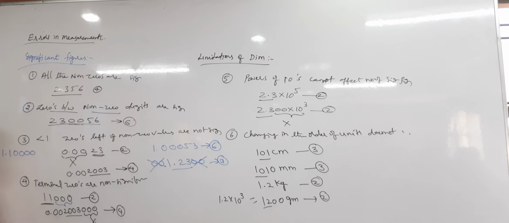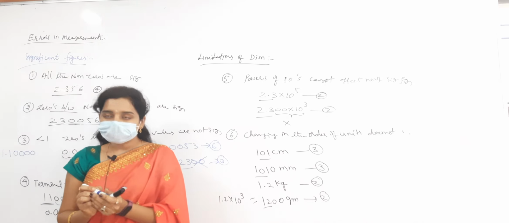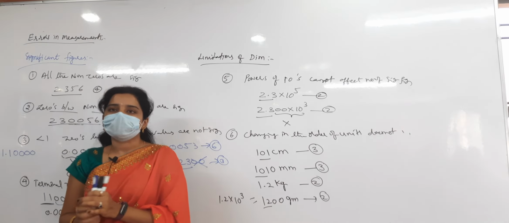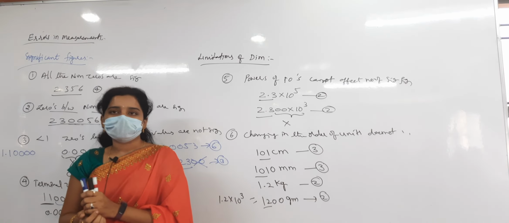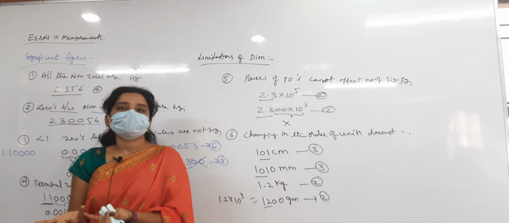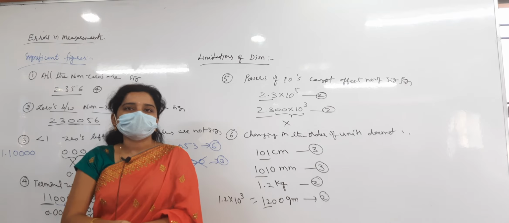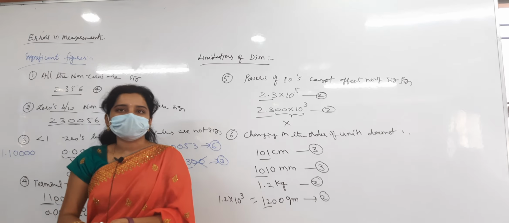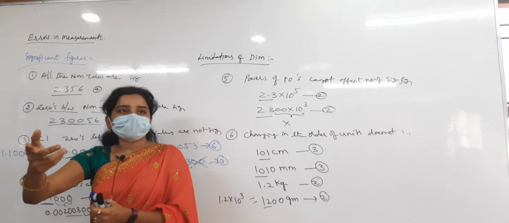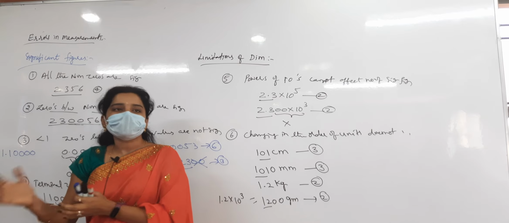In the same way, powers of 10 will also not affect the significant figures here, and changing the units also does not affect the significant figures. If you are converting 1 kilometer, how many significant figures are there? 1 km, only one significant figure. 1000 meters, only one again. Why? Because the 3 zeros are not necessary there. I have measured already in kilometers. If I say in meters, or in millimeters also, that will not affect the distance. Distance is distance only; I am not changing the distance here.